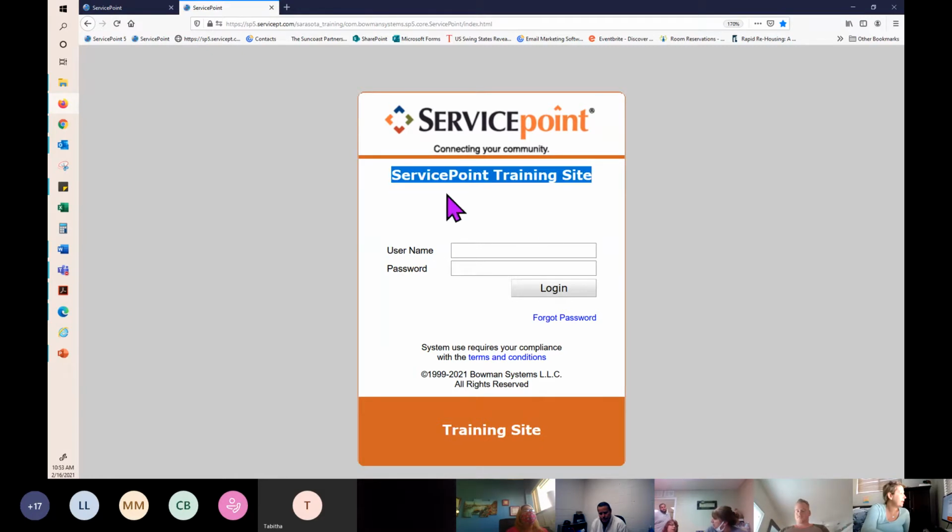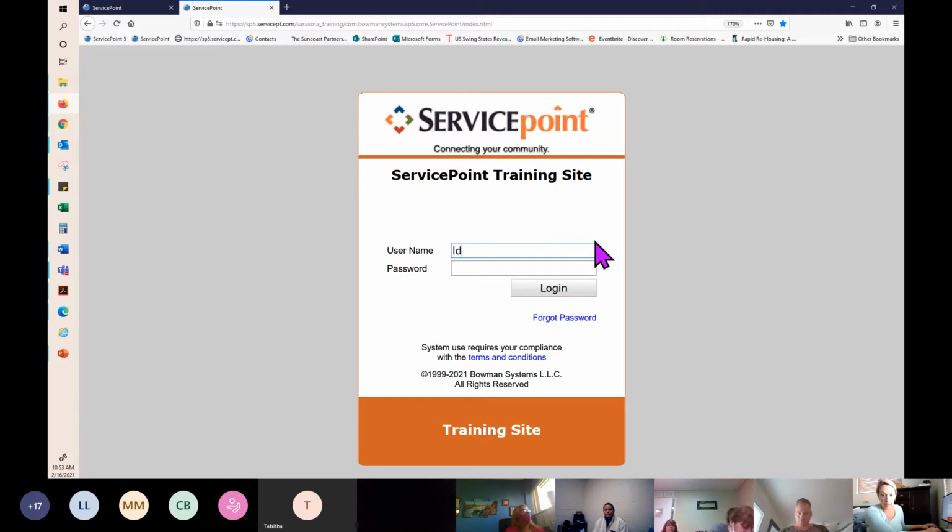So this is your training site. It obviously says Service Point Training Site. Your username, which if you don't already have it, you will get as soon as this training is over, is your first initial and your last name. And then you will receive a temporary password today, and you will reset that password as soon as you log in for the first time.